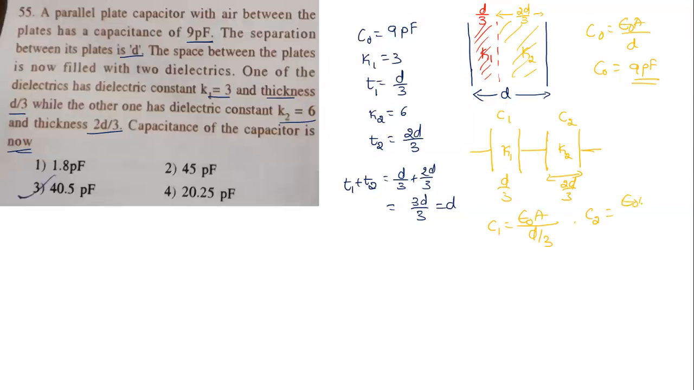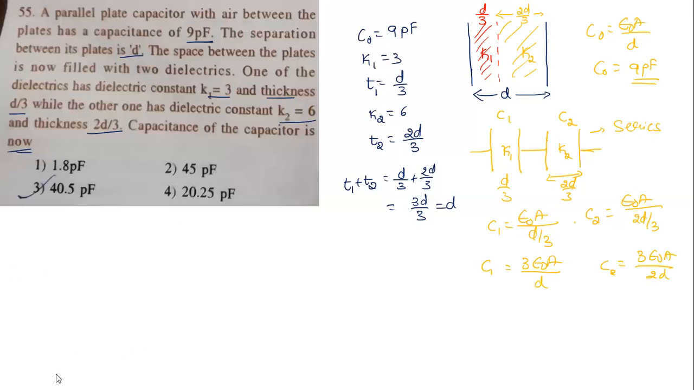It is epsilon naught A by 2D by 3. Okay, so it will become what now? 3 will come to the numerator: 3 epsilon naught A by D, and C2 becomes 3 epsilon naught A by 2D. Okay, this is C1 and this is C2. And from this diagram, what combination are they? They are connected in series combination.